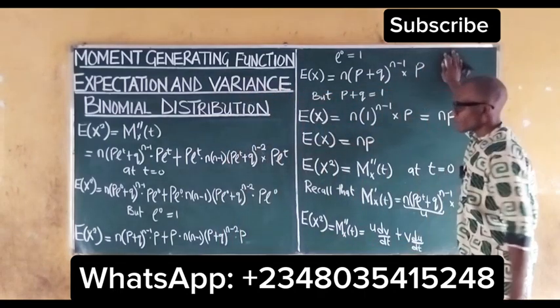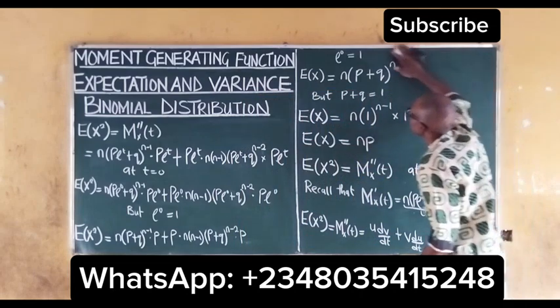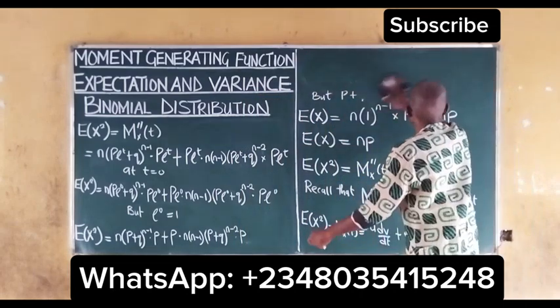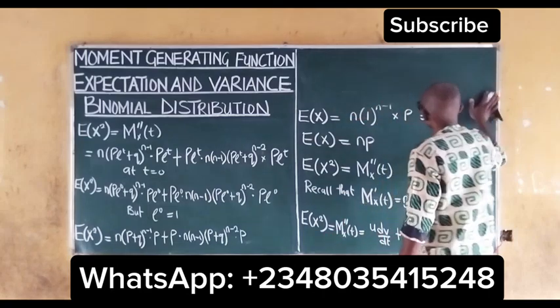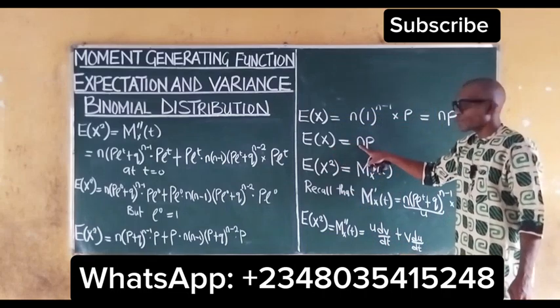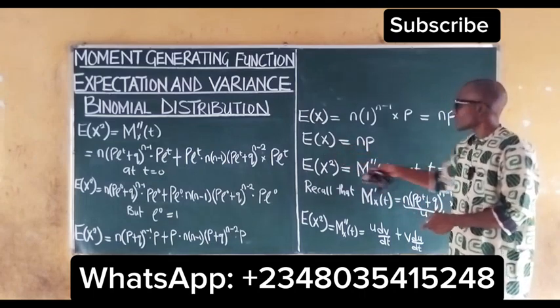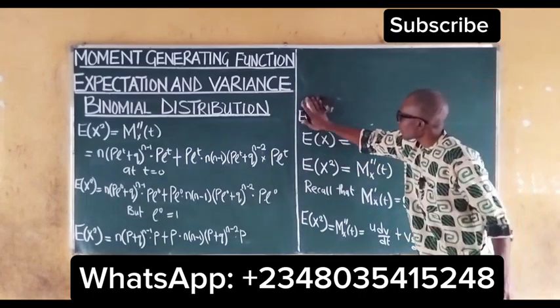So we come over to this place so that we can get our expected value of x squared. We should also note that our expected value of x is np, because to look for the variance, we will have to recall this. So put it at the back of our hearts.